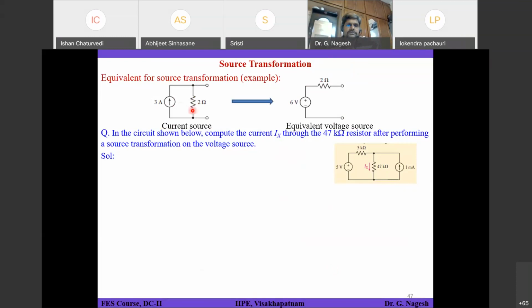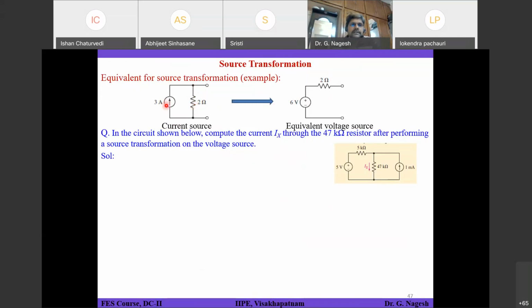A practical current source can be converted into an equivalent voltage source. That means these two circuits are similar. How to do that? You are understanding, right? Yes, sir. Okay, so if you have a current source of 3 amperes in parallel with a 2 ohms resistor, you can convert it into an equivalent voltage source with some resistance.